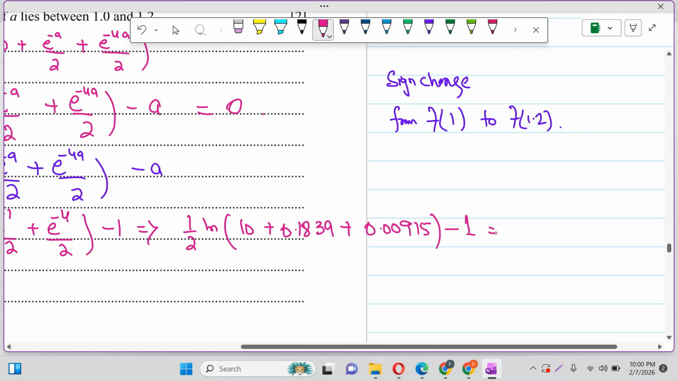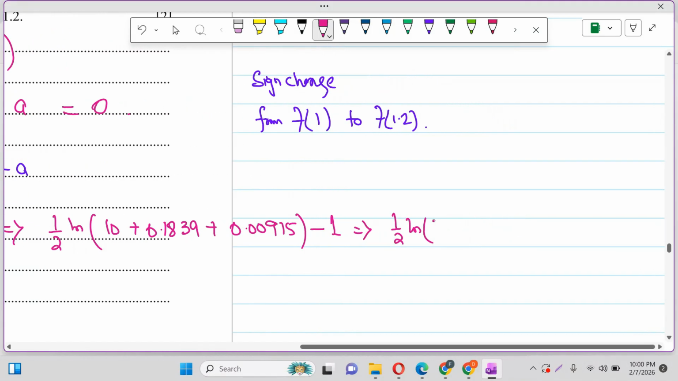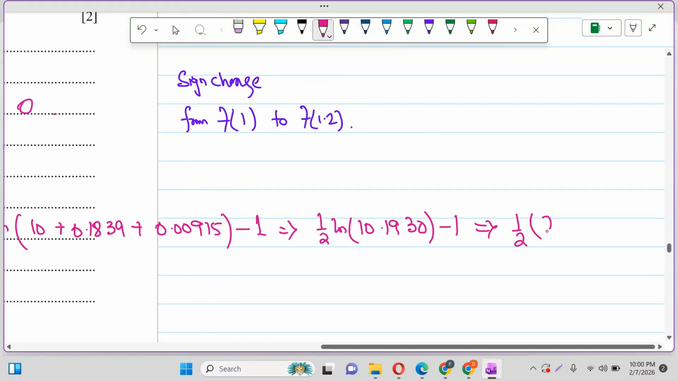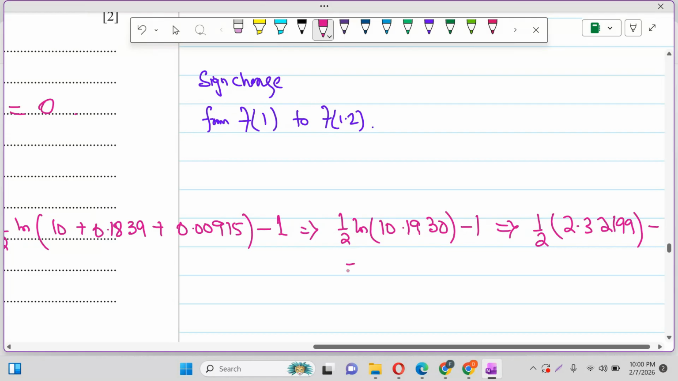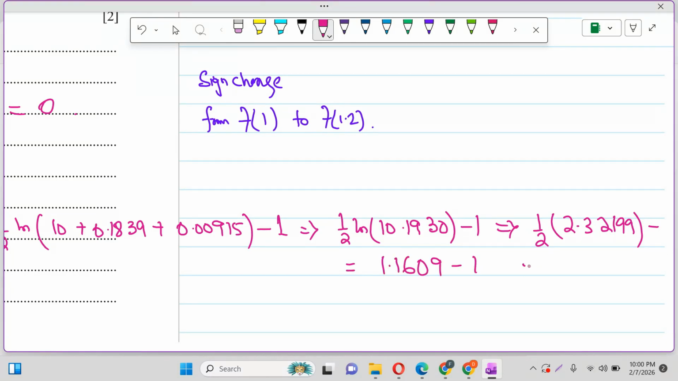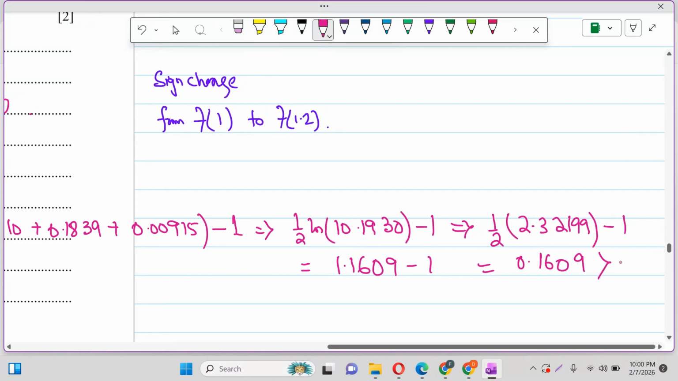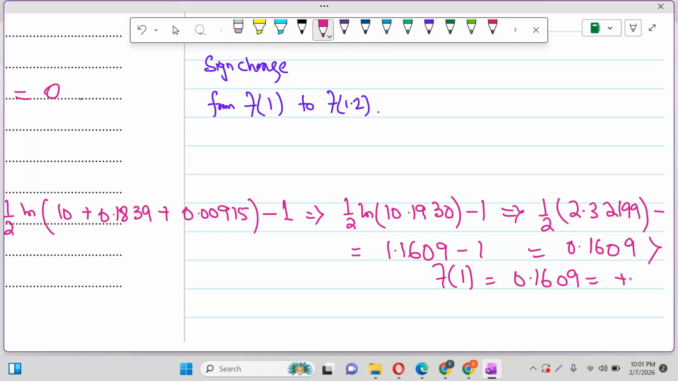then minus 1. Okay, further solving we will have 1 over 2 ln. When we add them we will have 10.1930 minus 1. Further solving we will have 1 over 2.32199 minus 1. Further solving we will have 1.1609 minus 1, 0.1609, which is greater than 0. So we can say that f of 1 is equal to 0.1609, which is a positive value.